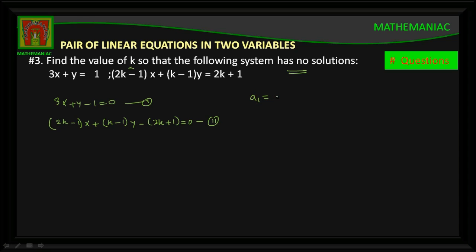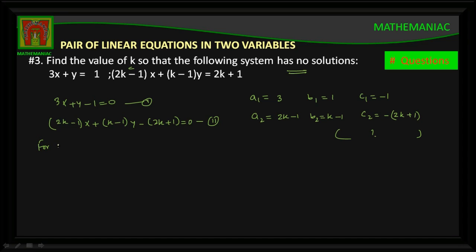So here a1 equals 3, b1 equals 1, c1 equals minus 1. What is a2 equals? It is 2k minus 1. b2 will be equal to k minus 1, and c2 is equal to minus 1 times 2k plus 1. Great. So again, I would like to remind you, you have to write the reason here.